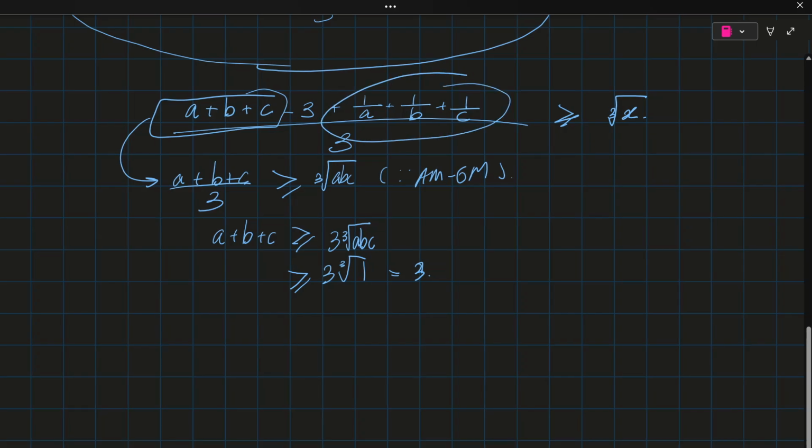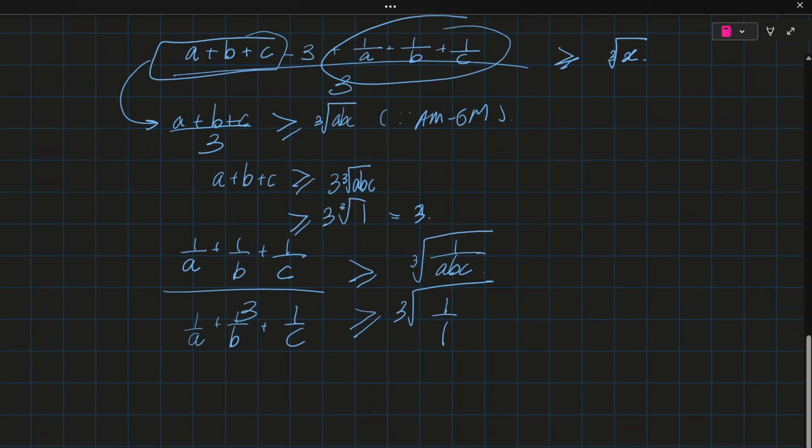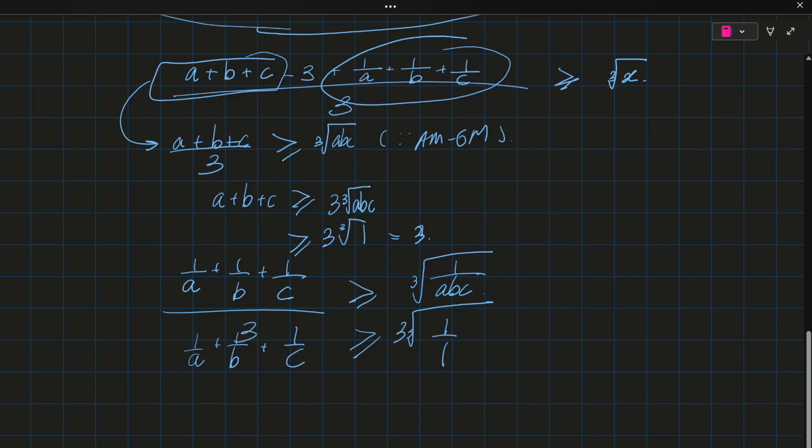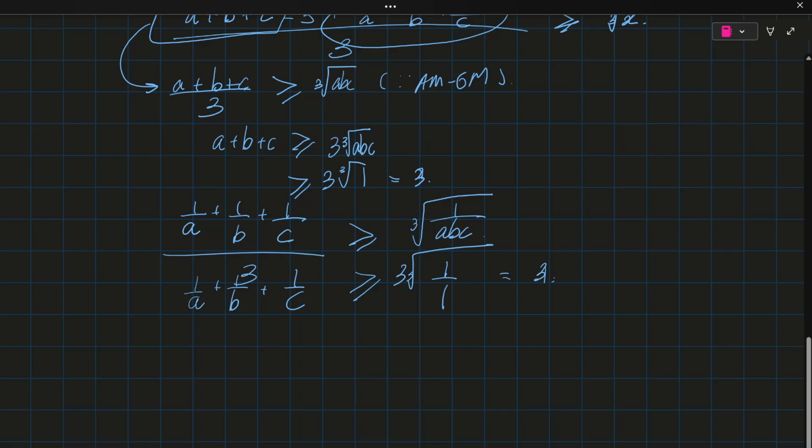We also see some variables here, so we'll try to cancel those things out with the same principle, the same inequality, the AMGM. 1 over abc, times that by 3 to remove the 3 from the left-hand side. You will get 1 by 1, cube root 3, to which that is equal to 3.